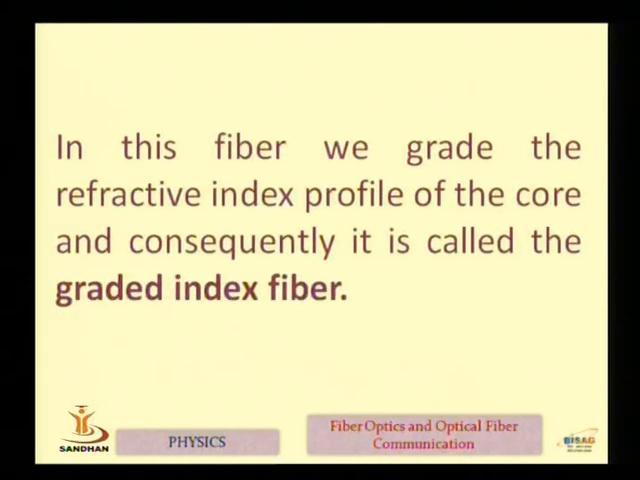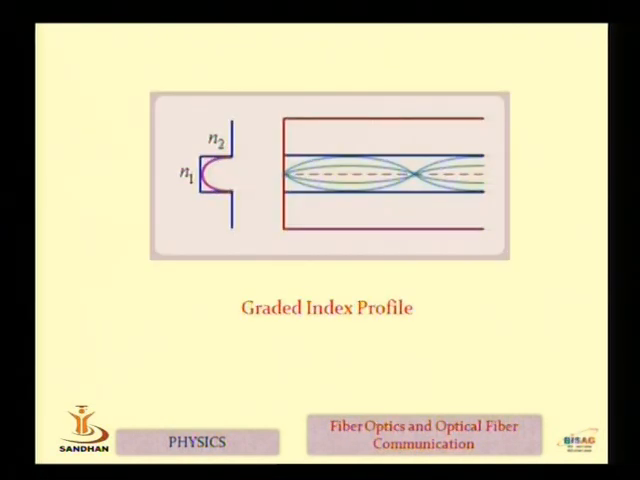In this GI fiber, we grade the refractive index profile of the core, and consequently it is called the graded index fiber. So this is the arrangement or a picture of the graded index fiber, where the refractive index of the core changes from the center to the boundary, where N1 and N2 are the refractive indexes of the core and cladding respectively.